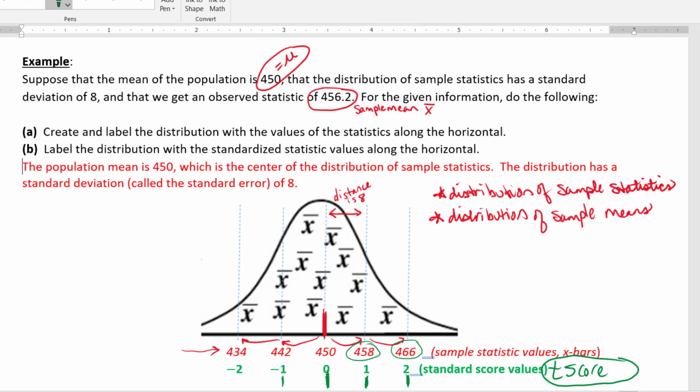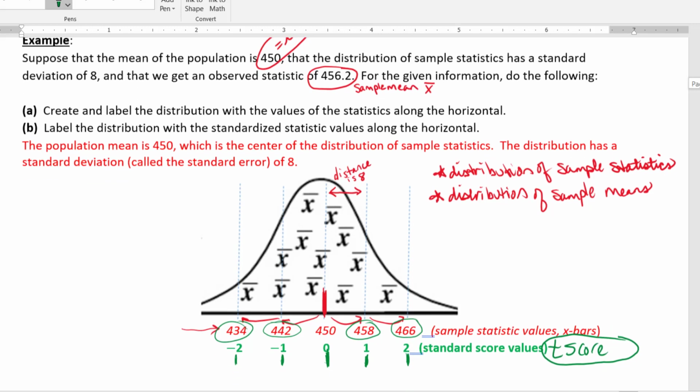Similarly, -1 matches up with X bar equals 442. 442 is a sample statistic that's 1 standard deviation below the mean, and 434 is 2 standard deviations below the mean. It is a t-score equal to -2. All right, now we have a distribution that's labeled with the values of the standardized statistics, and it's labeled with the values of the actual sample statistic X bars.